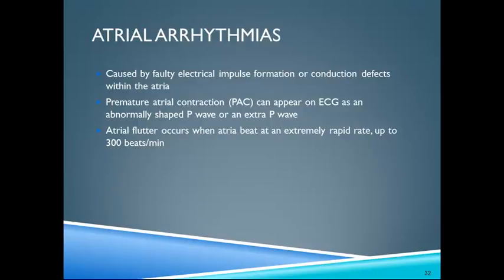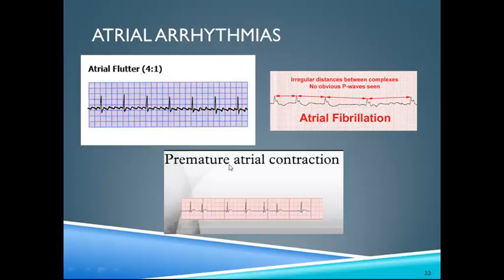Atrial flutter occurs when the atria beat at an extremely rapid rate, up to 300 beats per minute. And this can be atrial flutter or atrial fibrillation. Typically, with atrial flutter and AFib, you will not see a P wave at all. So here is atrial flutter, and there is no real pronounced P wave before the QRS. Atrial fibrillation is more where we do not see the P wave at all.